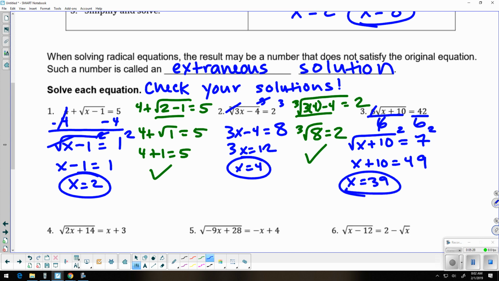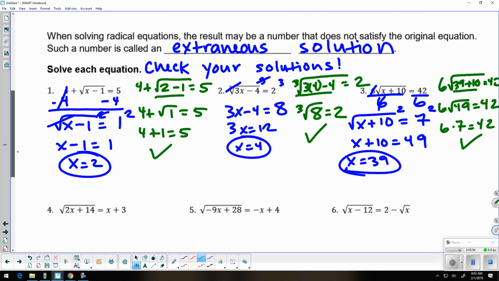Again, checking your work, plug 39 back into the original problem. So we're saying that 6 times the square root of 39 plus 10 equals 42. Well, 39 plus 10 is 49. So now 6 times the square root of 49, the square root of 49 is 7, and 6 times 7 is 42, so it checks out. Okay, moving down to our next example. So they're going to get a little bit tougher here.